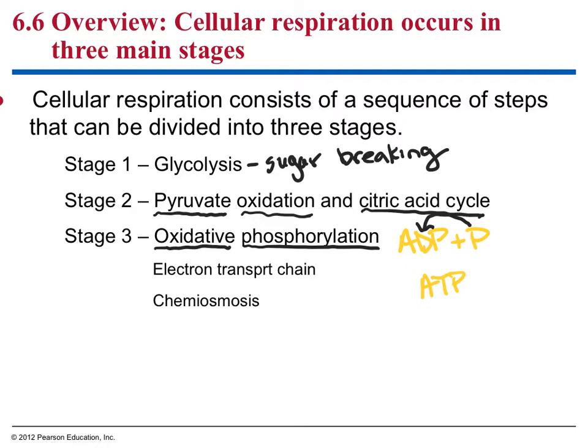There are 2 substages to oxidative phosphorylation. There's the electron transport chain and what we call chemiosmosis. So we're going to go through each stage and understand how ATP is created from glucose.